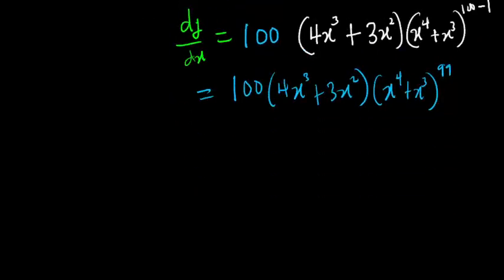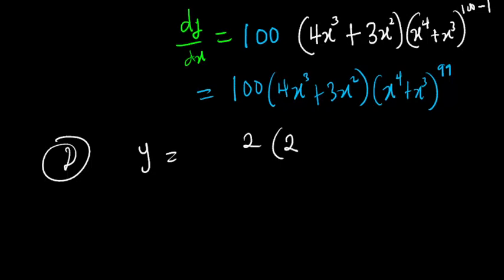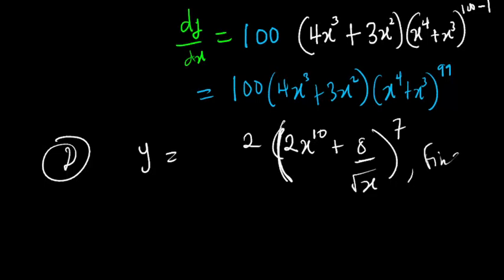Let's check another question as well. What about if you are given this? You are given 2 open brackets, 2x raised to power 10 plus 8 over root x, everything raised to power 7. And you are asked to find dy dx.